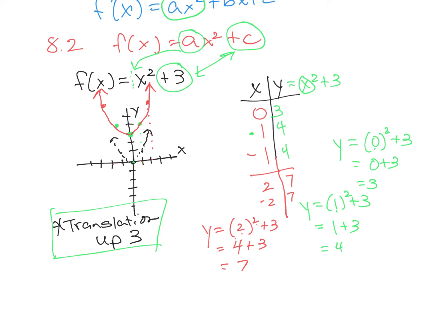Then we have to go back to our vocab words with our a value. It is 1. So it is not greater than 1 or less than 1, and there's no negative. So there's no reflection, and there's no absolute value greater than 1. So that is no vertical stretch or vertical shrink. It's just a translation up 3.